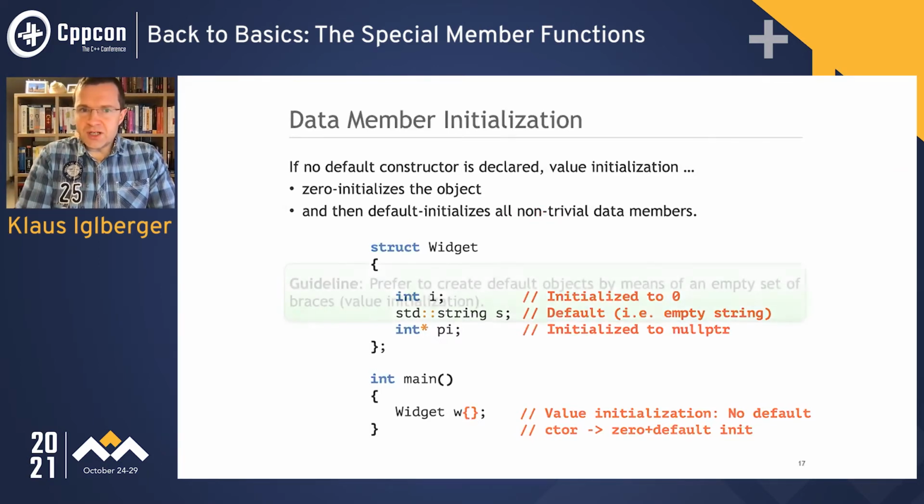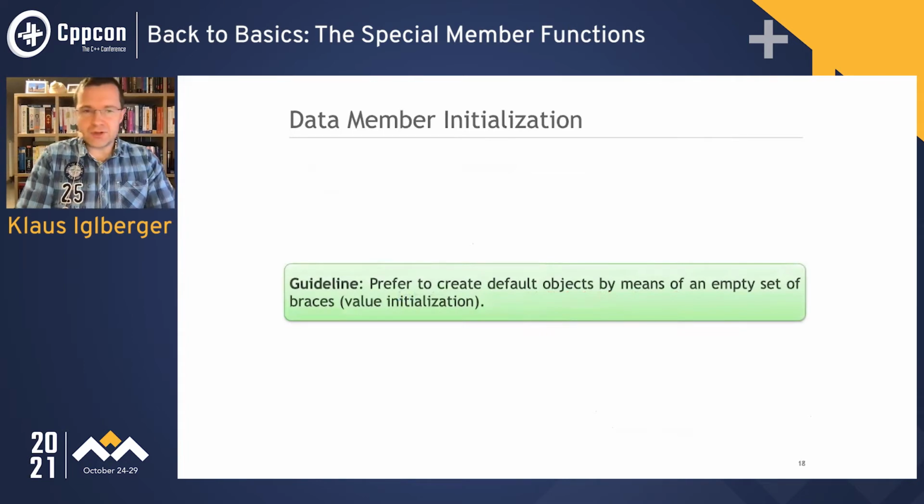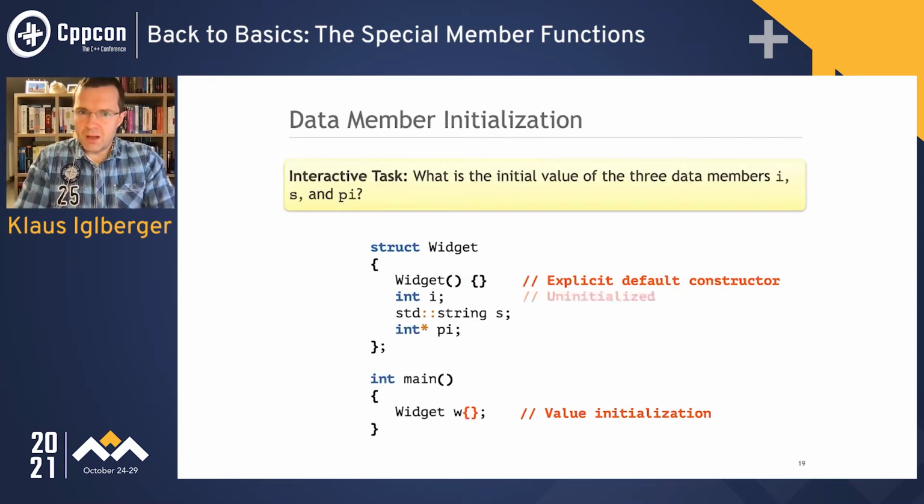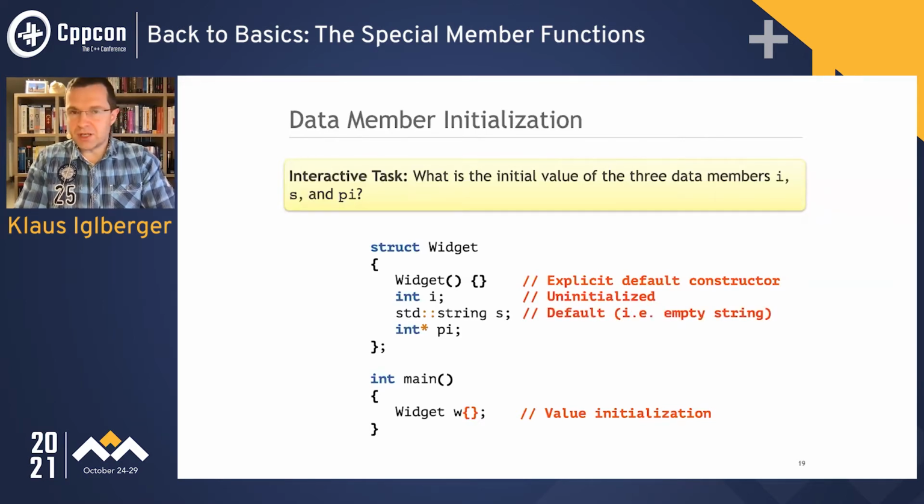However, guideline first: prefer to create default objects by means of an empty set of braces. So value initialization is actually a good thing in general. However, if you now start to write a default constructor yourself, and you just have an empty default constructor, then even this syntax will not save you anymore. Again, the integer is uninitialized, the string is still default initialized, but the pointer again is uninitialized.